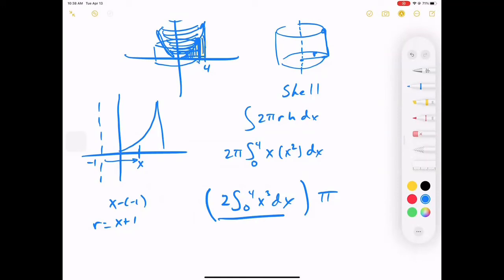Now, what if I want to do this problem with the shell method? Did you guys get an answer for this? Did anyone do it? I got 128 pi. Right, and that's actually the answer, 128 pi. Did it take you that long to plug into the calculator? No, I was just doing it a second ago.